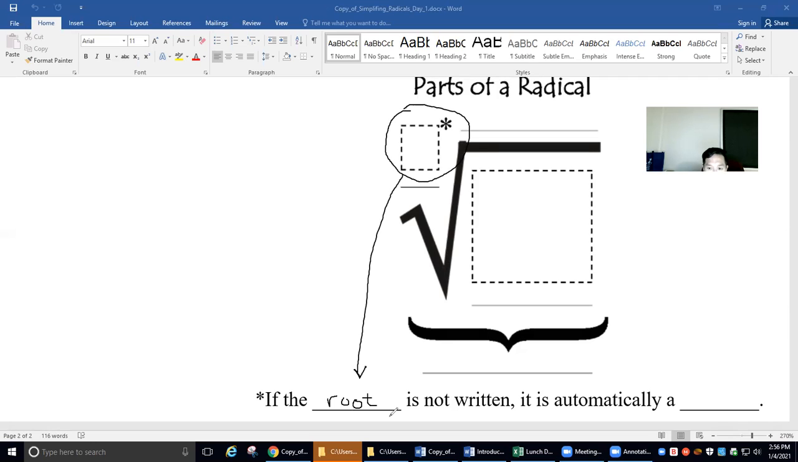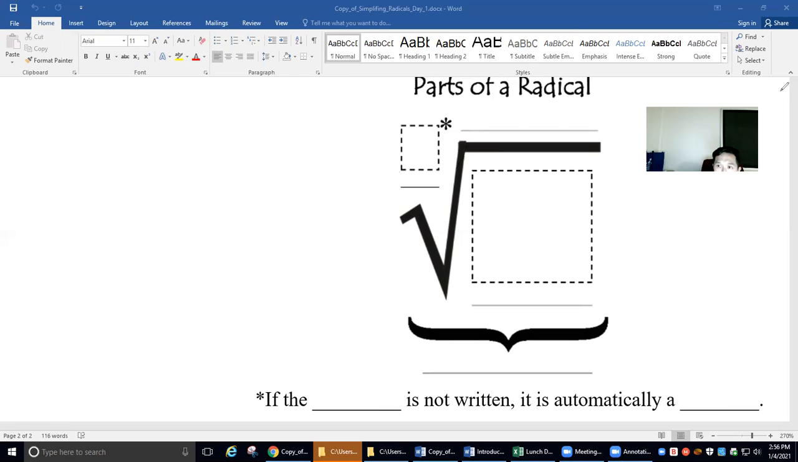If the root is not written, it is automatically a square root. A square root means we just write 2 right there, but this is synonymous with just the plain old radical. So that's what that means. I'll give you guys a moment here. The number inside is the number that I'm going to take the square root of.